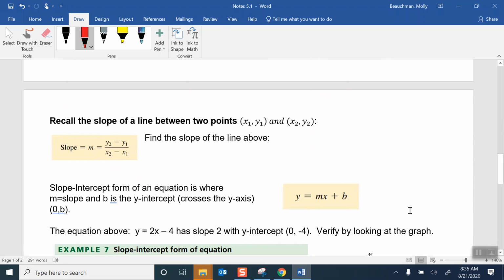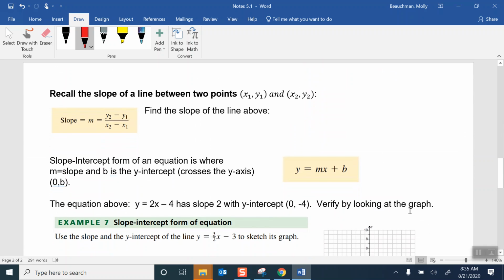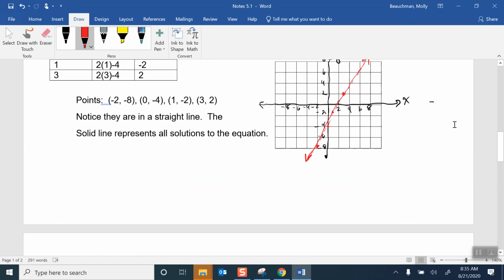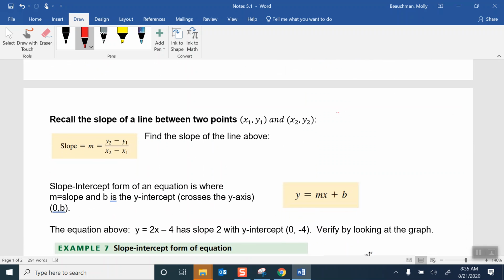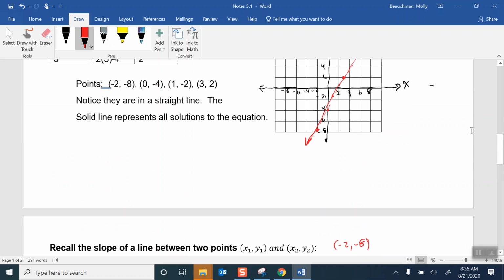Recall that the slope of a line, from chapter 21, between 2 points (x1, y1) and (x2, y2) is given by this formula: the difference in your y coordinates divided by the difference in your x coordinates. To find the slope of the line above, we need 2 of our coordinates. I'm going to pick (-2, -8), and pick any other point. Let's see, how about (1, -2)?